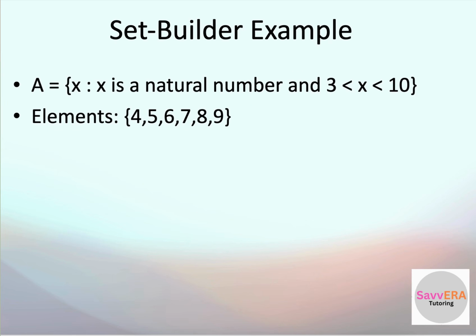Then an example of set builder that we're given is showing that set A has X as the elements such that X is a natural number and it's less than 3 or greater than 3 but less than 10. So those numbers would be 4, 5, 6, 7, 8, 9. If I were to pick any of these elements and put them in here, this statement will become true.